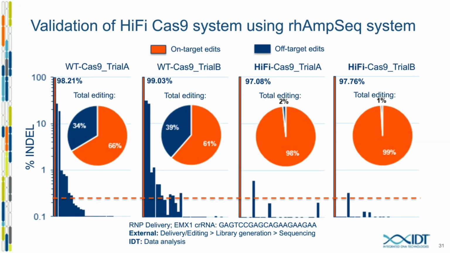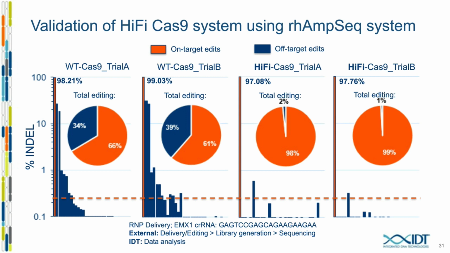So this is data from a set of experiments that we ran during our Hi-Fi Cas9 development to assess the off-target activity. Here we're testing a guide targeting EMX1 combined with a wild-type Cas9 or Hi-Fi Cas9 and delivered as a ribonucleoprotein.